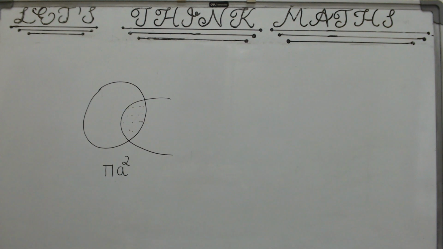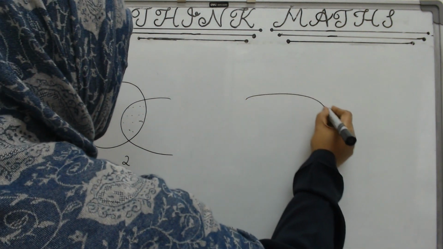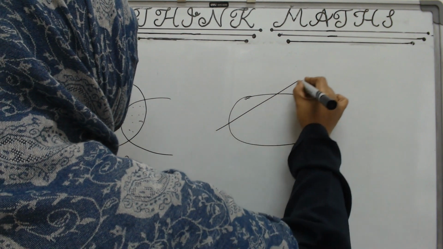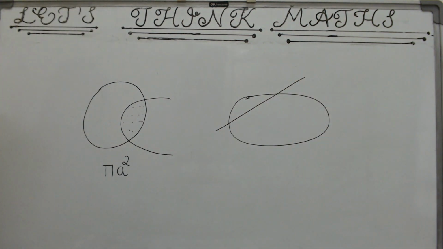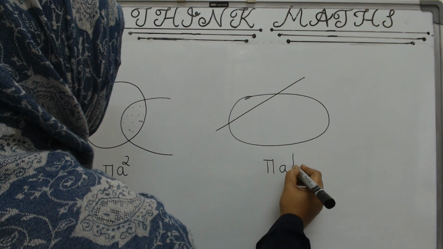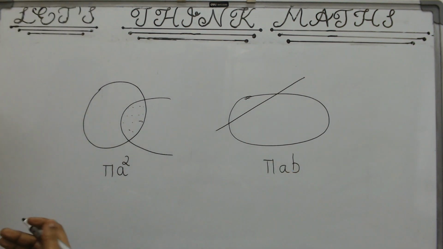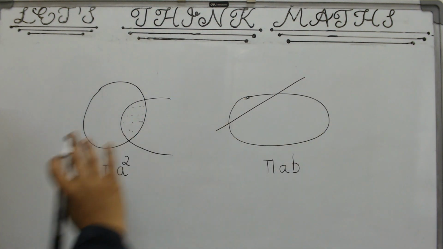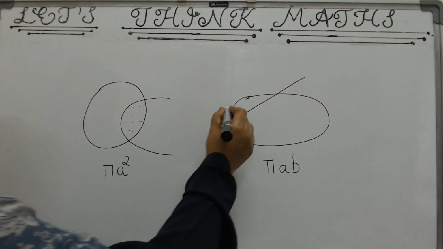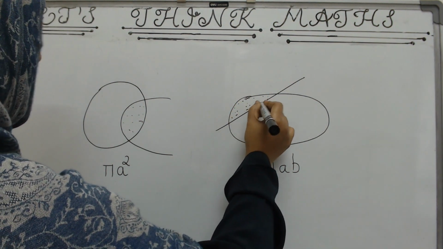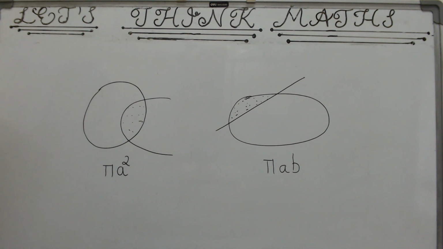Now consider another example. Consider an ellipse and a line passing through it. Now we know that the area of the whole ellipse is pi AB, where A and B are the lengths of the semi-major and the semi-minor axis. But that is the area of the whole ellipse. We don't need that. We just need to find the area that is enclosed by the ellipse and the line. How do we find that? That is where integration steps in to help us.